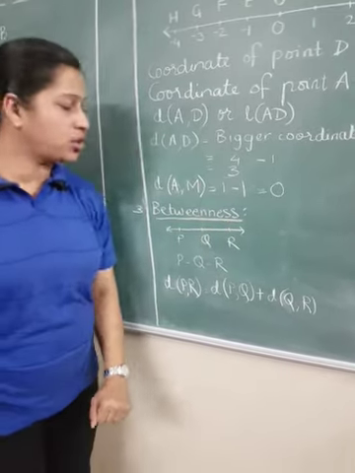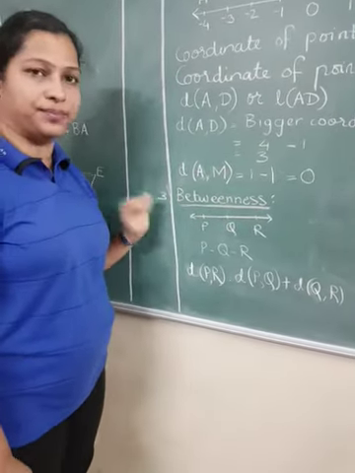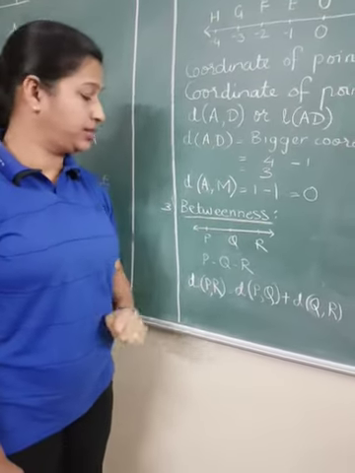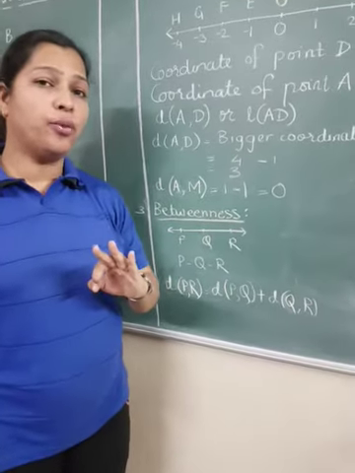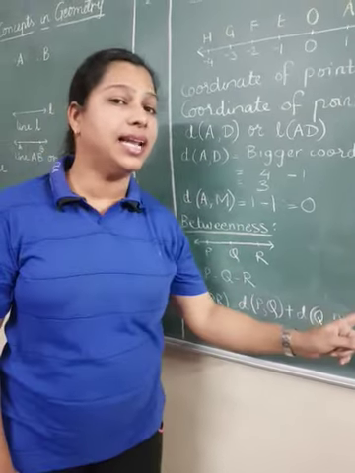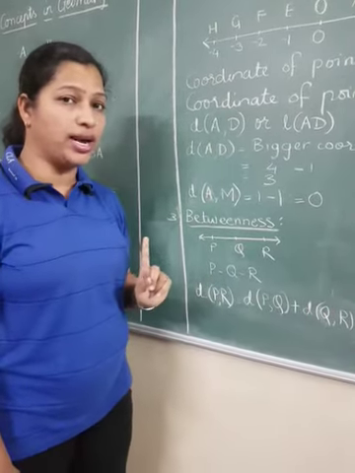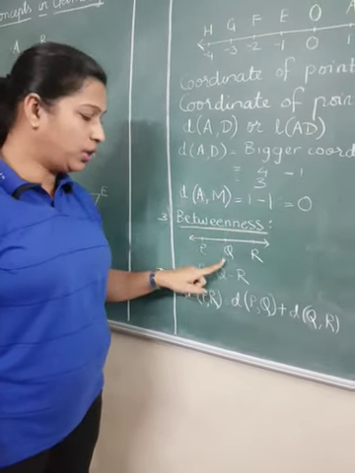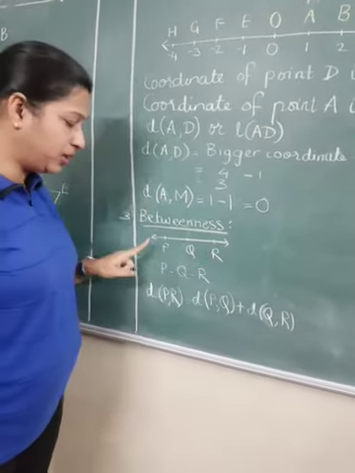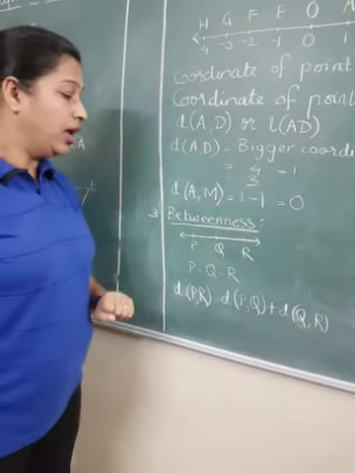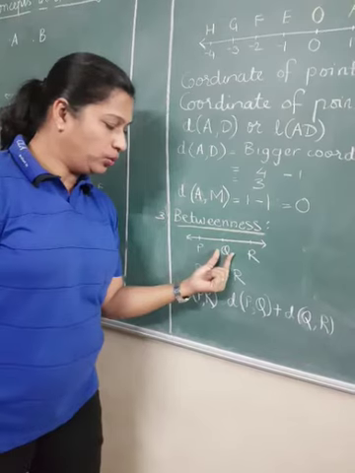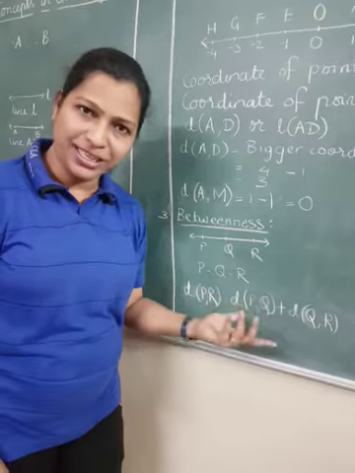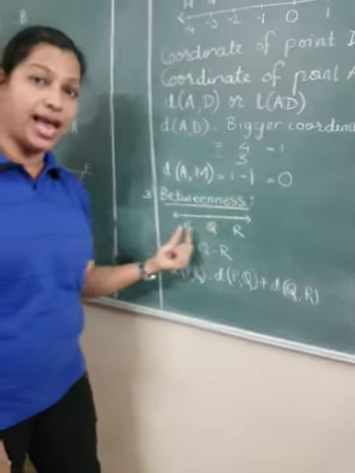Let's move on to the next concept of betweenness. Now to understand this thing, first we should know what are collinear points. When three or more points pass through a single line, then those points are called collinear points. So here you can see in this figure, P, Q, R are collinear points because they pass through one single line. Now here Q is between P and R. So this is the concept of betweenness. Q is between P and R.